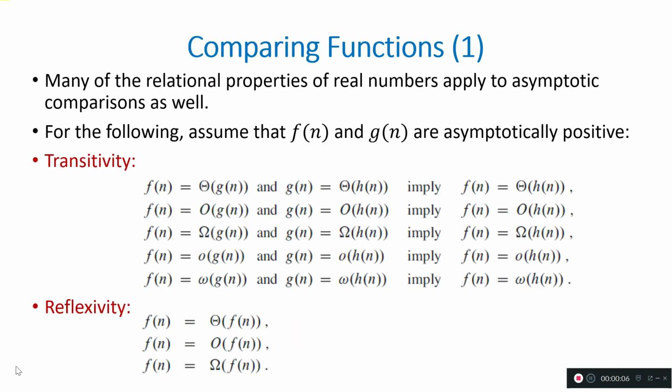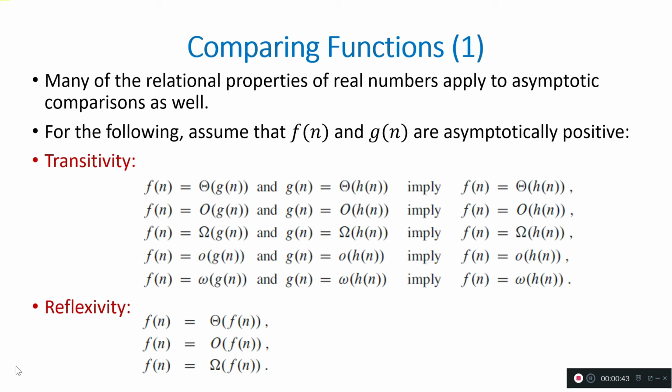Interestingly, the relational properties that we have seen in real numbers also apply to asymptotic notations. So if we assume that f of n and g of n are asymptotically positive, that means their values are always positive for sufficiently large numbers, then these properties hold for them as well.